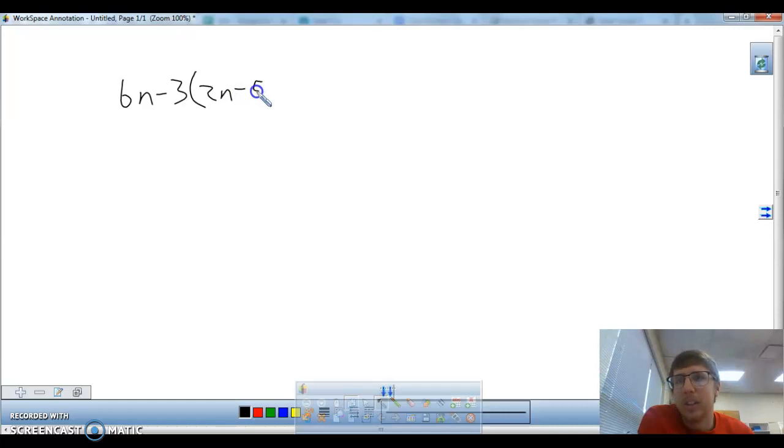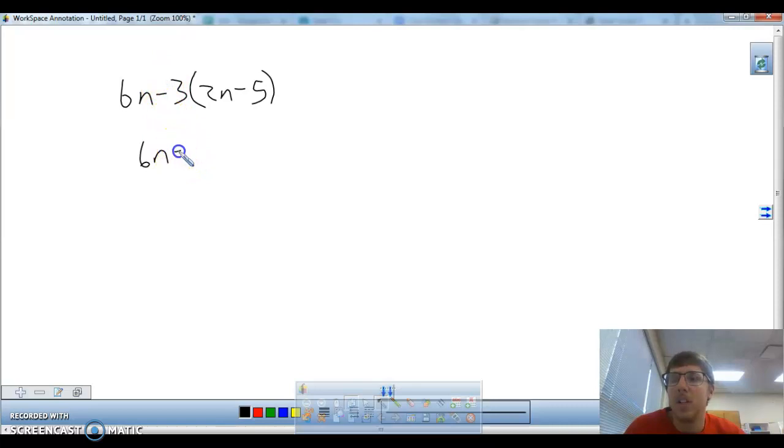Hopefully it makes a little more sense to you now that you've seen it in class and then you're seeing it again on here. Okay, so this is our first expression, 6n minus 3 times quantity 2n minus 5. Okay, so again, we've got this 3 attached to parentheses. Can't simplify anything in parentheses. So we're going to bring down the 6n to begin with.